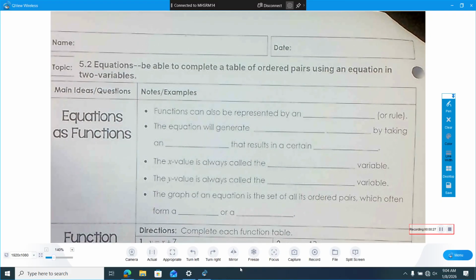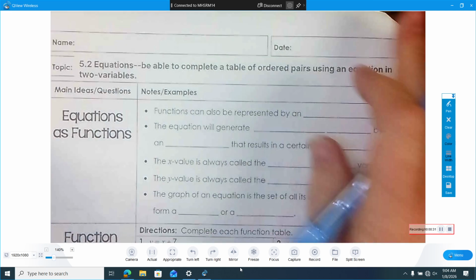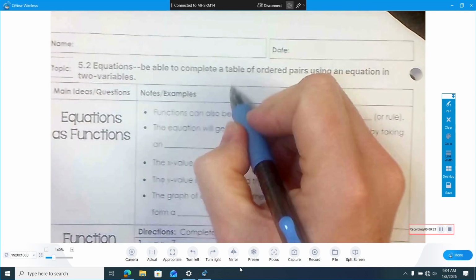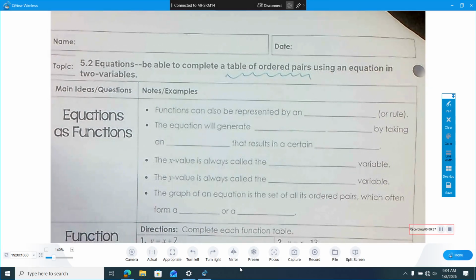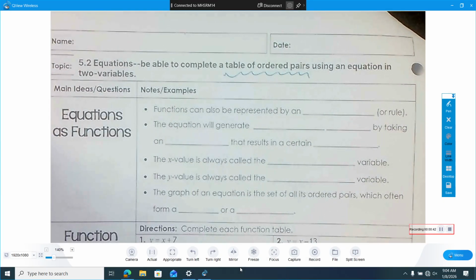Okay. So today we're looking at equations. We want to be able to complete a table of ordered pairs using an equation in 2 variables. 2 variables meaning it has an x and a y in it. And what that means is if it has an x and a y, then we're going to be able to actually graph those x and y ordered pairs on our coordinate plane and create a picture.